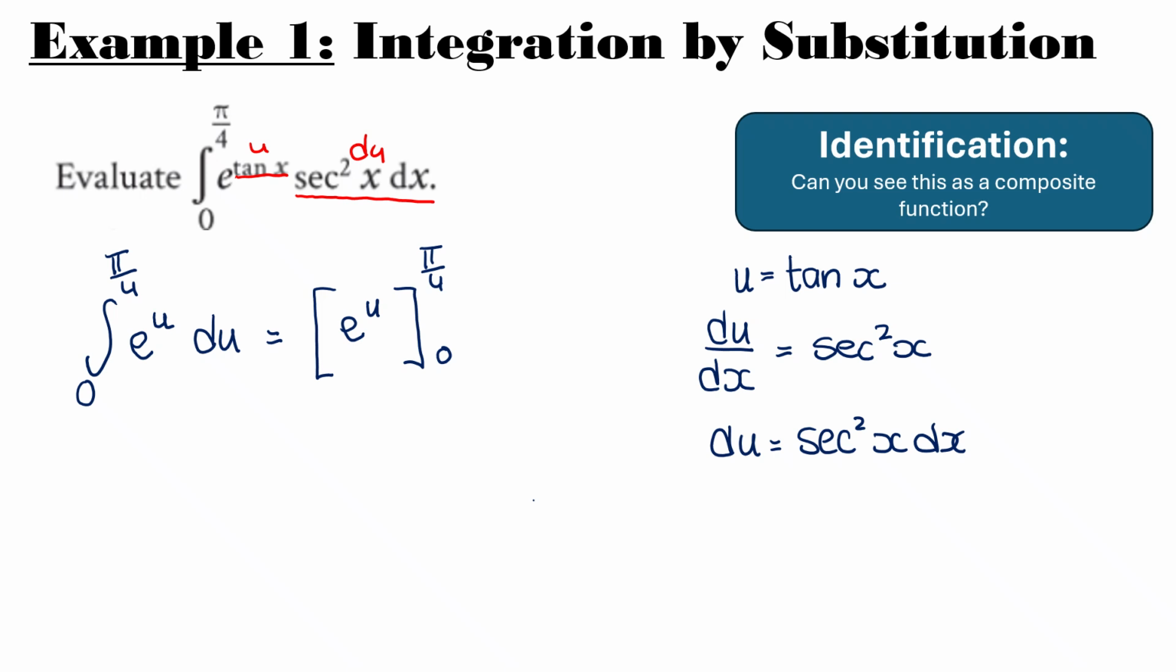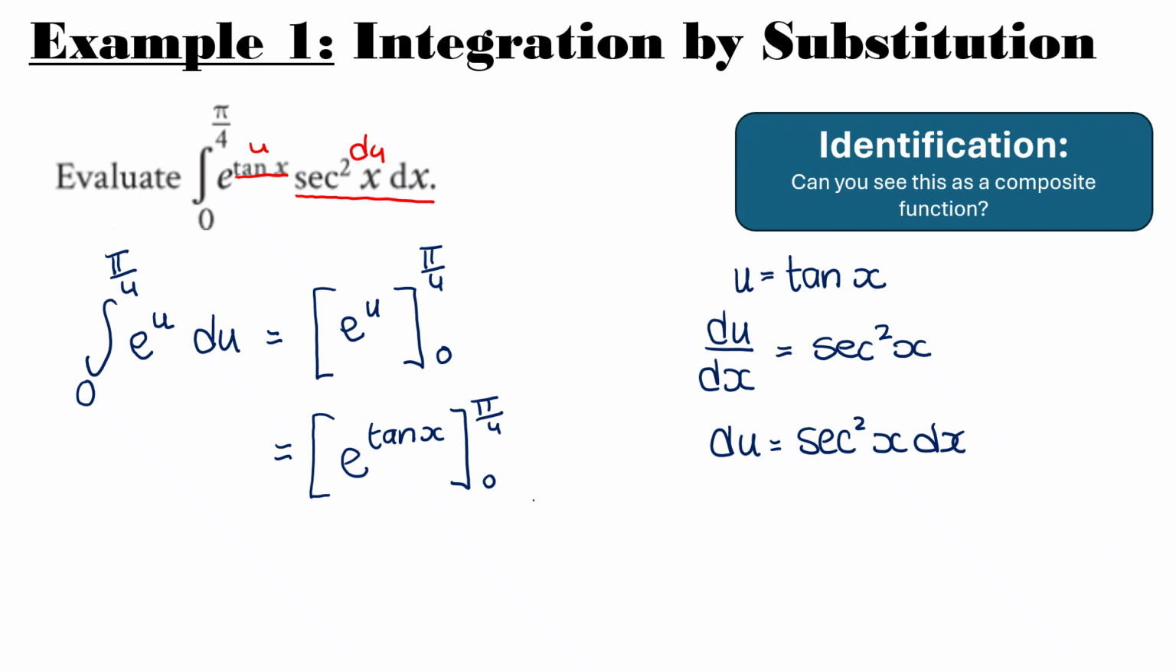Now here's somewhere where it can go wrong, and that is by plugging in too soon. Please don't. You have to remember that the limits of integration that were given were for x and not u. So what we need to do is plug back in our u, which is tan x, and now we're going to evaluate between pi over 4 and 0.